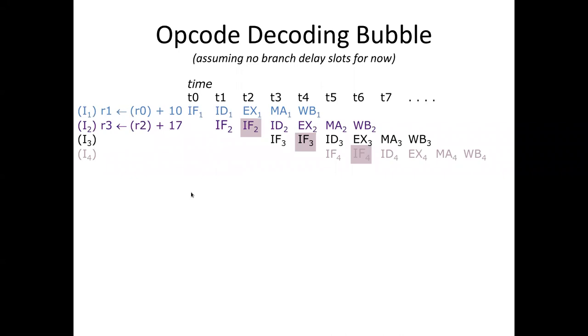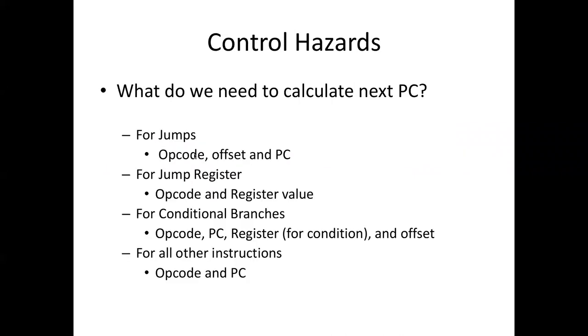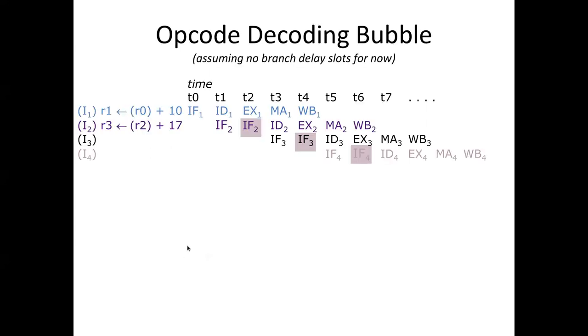So one thing to note is that all these require the opcode. When do we know the opcode? Well, we know it after we do the instruction decode. Okay, so for example, let's just say that we have two arithmetic operations: R0 plus R10, putting it into R1, and then R2 plus R17, putting that into R3.